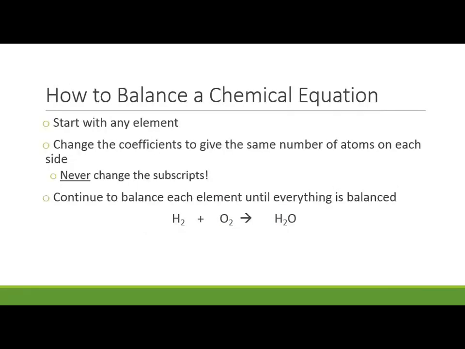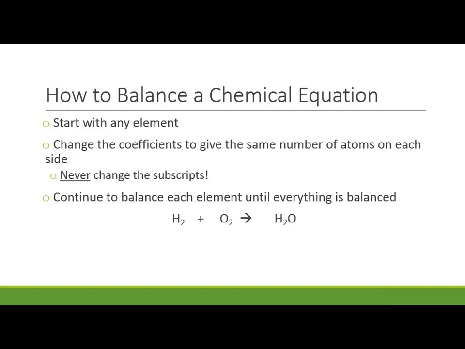So how do you actually balance a chemical equation? There are a bunch of ways to do this, and it turns out there's not really any wrong way. You pick and choose the way that works best for you. If you've learned a different method in the past and it works, then stick with it. But this is how I found that balancing equations works for me.